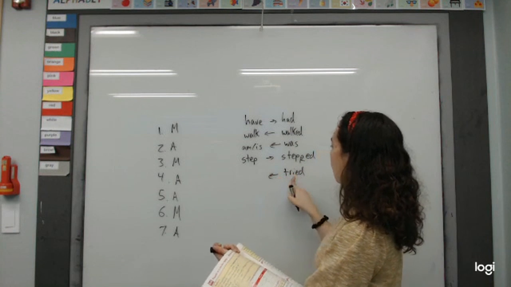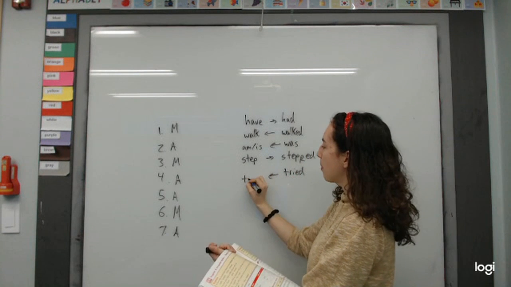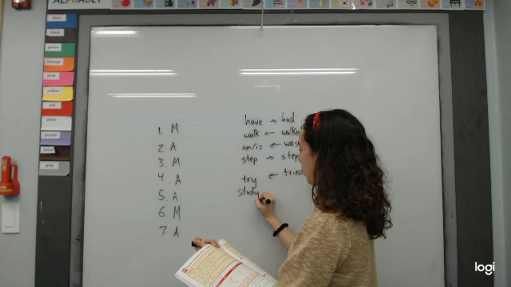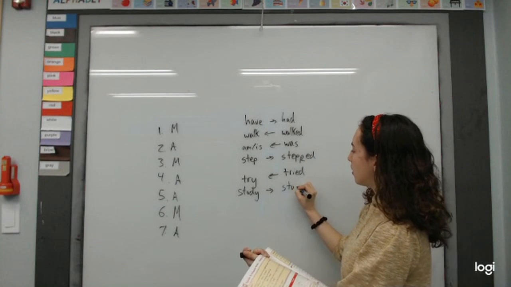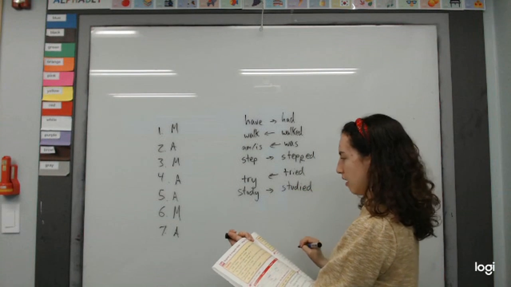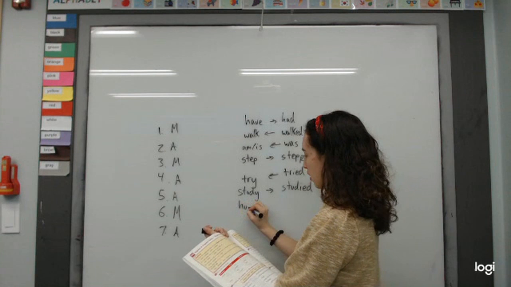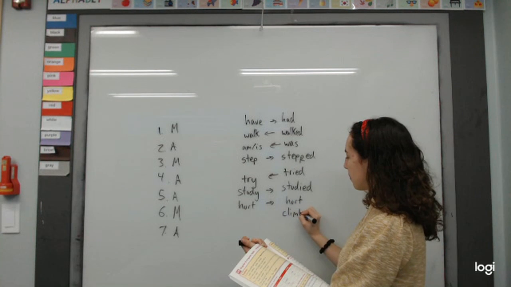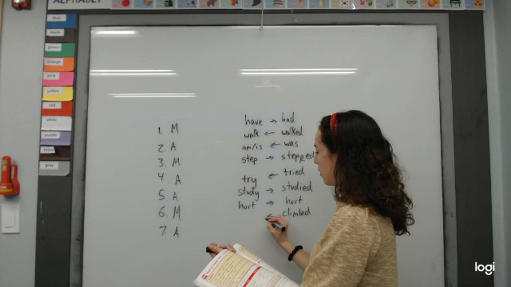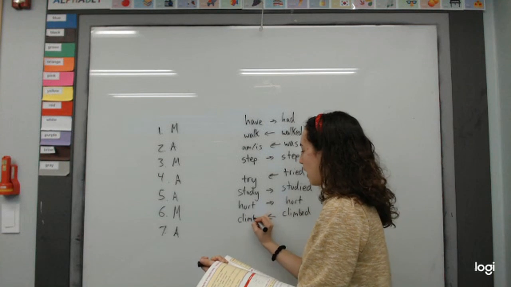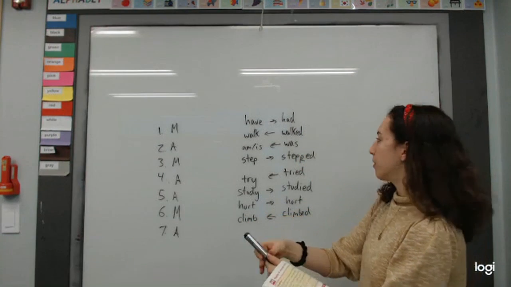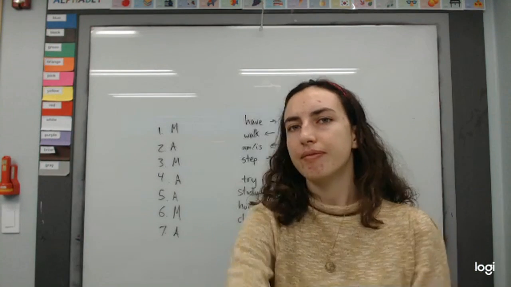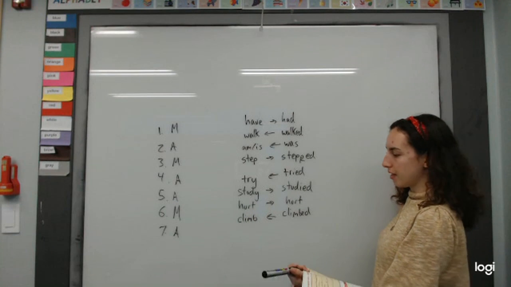Try is one where Y becomes I, so try present tense, T-R-Y. Next, study. Again, Y becomes I, so S-T-U-D-I-E-D. And hurt, it is the same. Hurt is same in past and present. And the last one, climb, is a regular verb. The regular form present tense, climb. Okay, good. So finish checking your answers and then let's keep going. Okay, I'm going to erase this, so write the answers down if you need to.